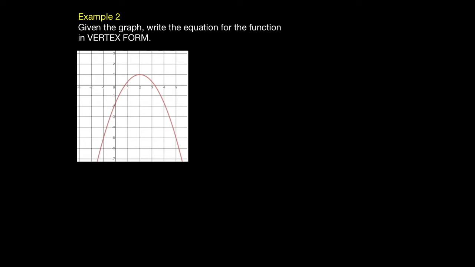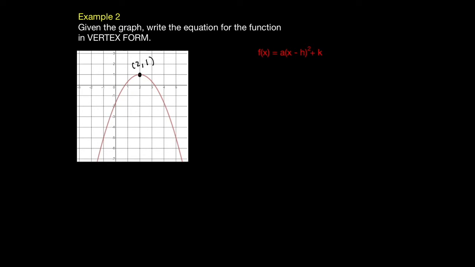Here's the second example on how to write the equation in the vertex form given its graph. So first, I'm going to write down the generic form, and now I'm going to identify the vertex. Because I have a parabola that's concave down, the vertex is going to be determined by the maximum, which is this point right here, (2, 1).